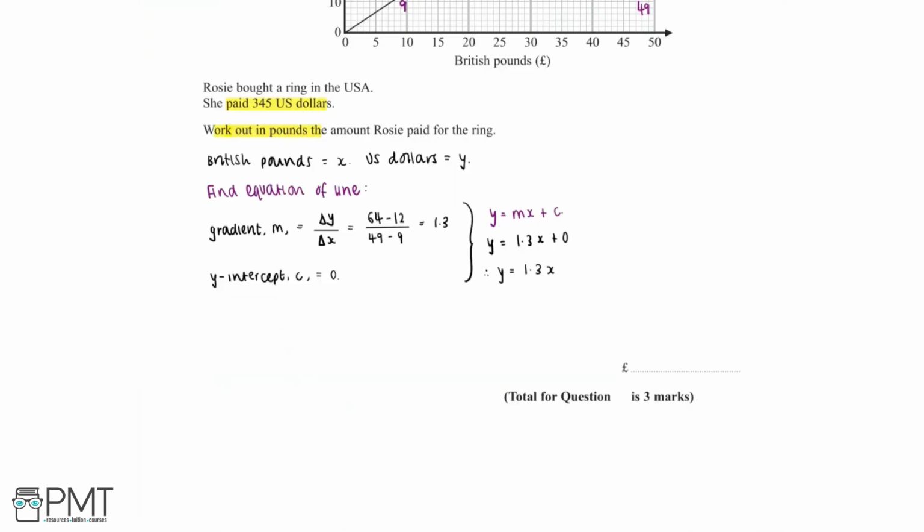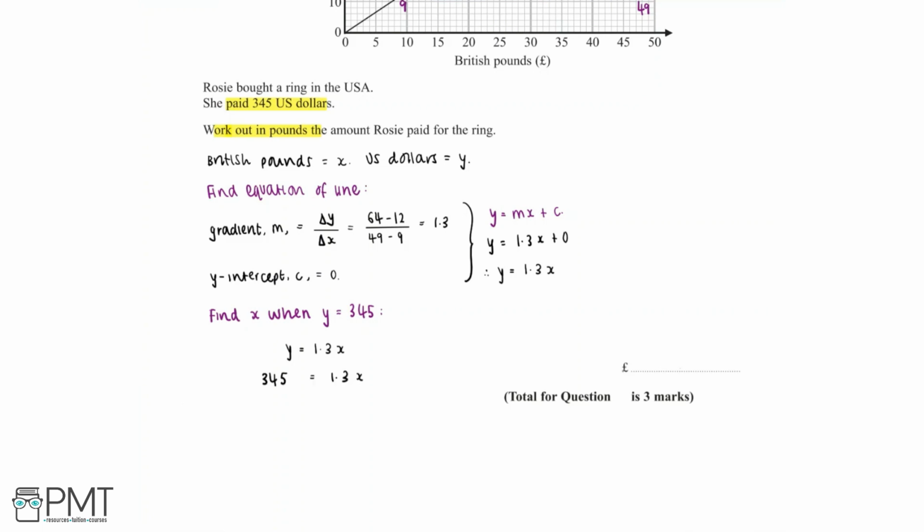Now we're told that Rosie paid $345 US, and we need to find the value of $345 US in British pounds. We said that US dollars is equal to y, and so we know that y is equal to 345. And so we need to find the value of x when y is equal to 345. We said that y is equal to 1.3x. Given that we know that y is equal to 345, we can say that 345 is equal to 1.3x.